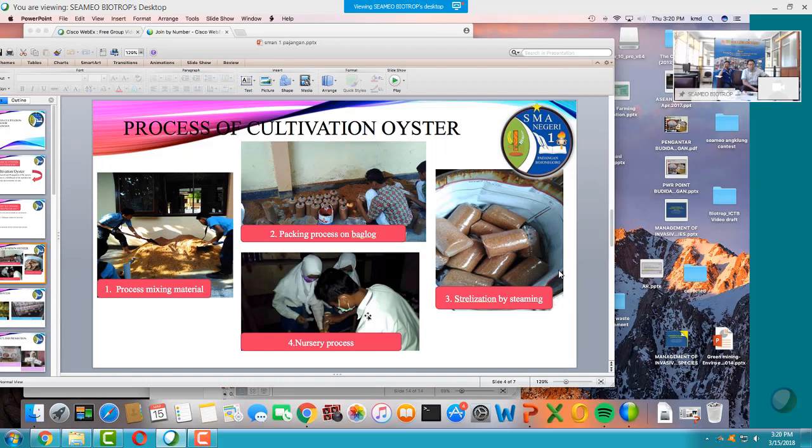For the inoculation process, how do you do this process, the nursery one? We cut the baglog and open the baglog and then we enter the cultivation with a wood.